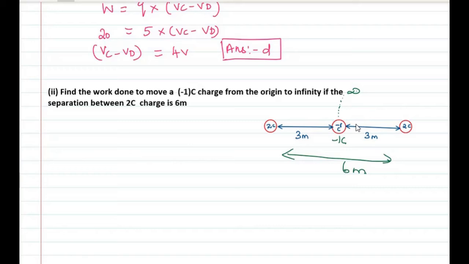Now what is the total work done? We have to calculate it. The initial energy of the entire system, plus some work done to move this minus 1 coulomb charge to infinity, will give the final energy of the system. So we need the initial potential energy of the system and the work done in moving the minus 1 coulomb charge to infinity.